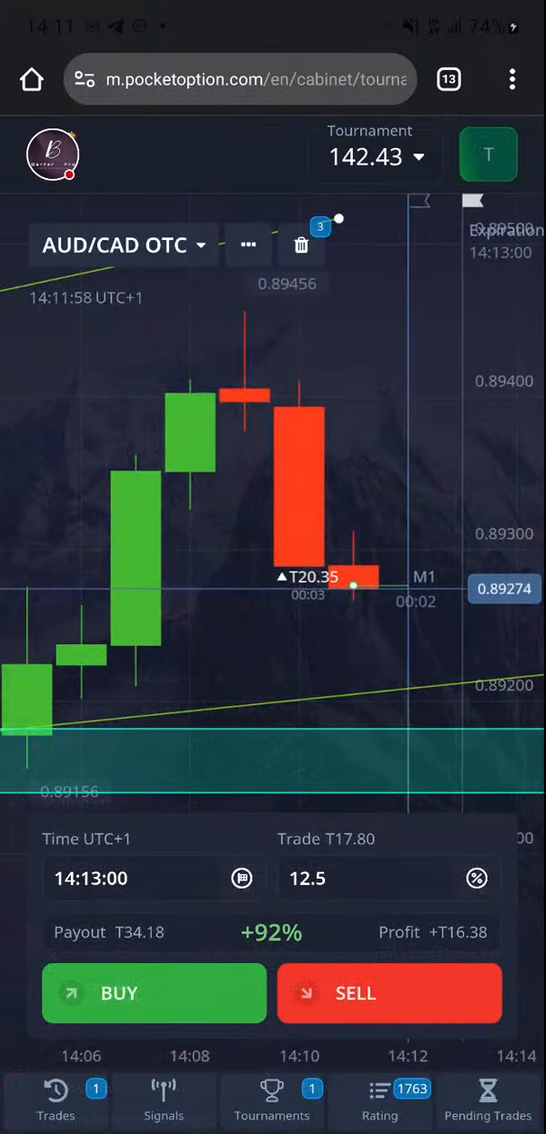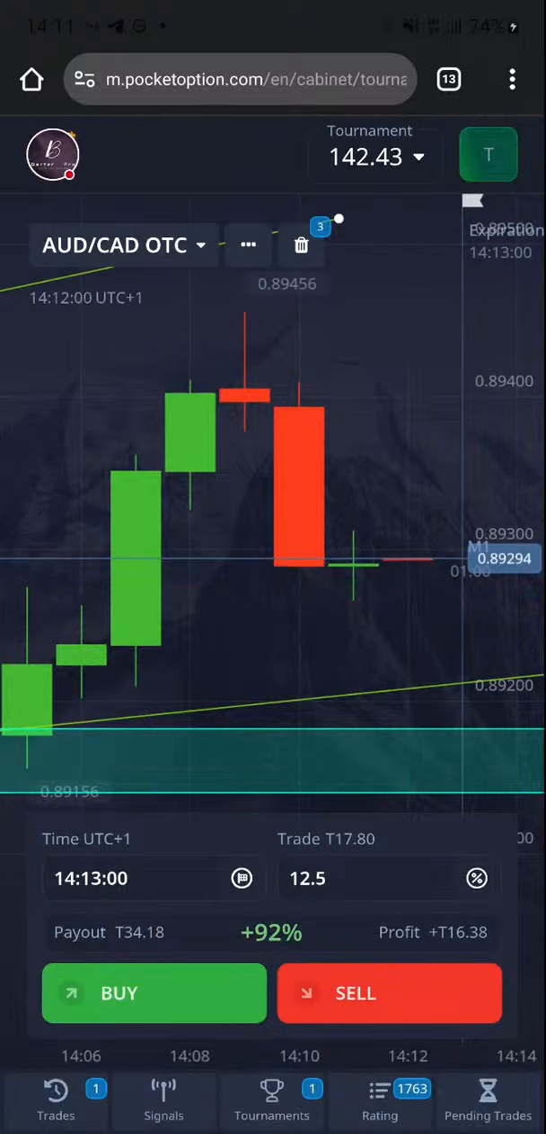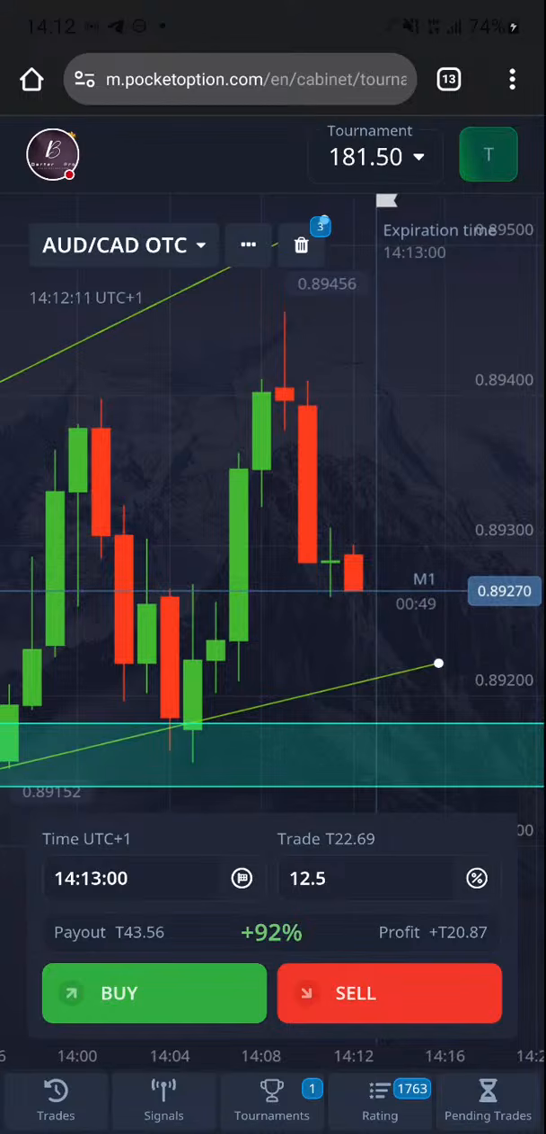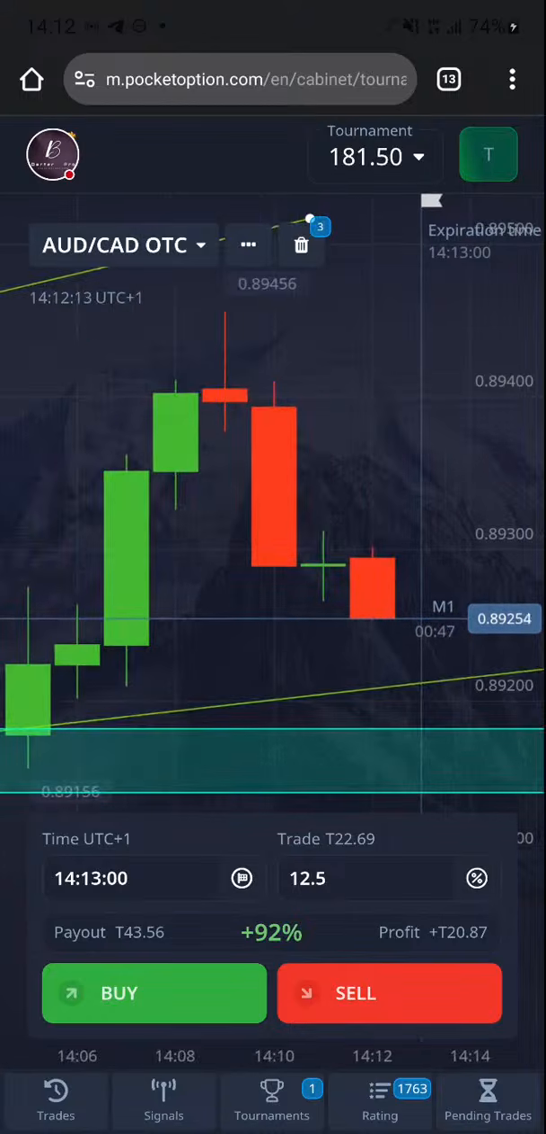Let's see. It may go up, it may go down. Let's see. Okay, you see, so that's what happens basically. Like I said, it's all about probability. But the highest probability right now was with the buyers. So that's why I followed the buyers.